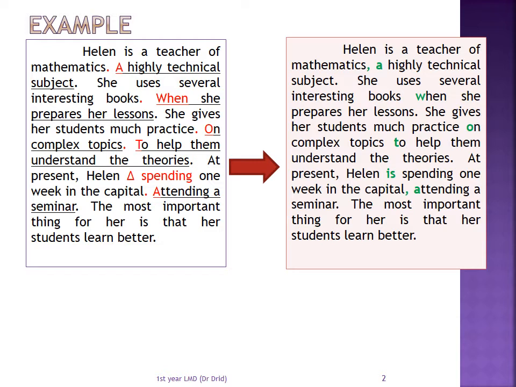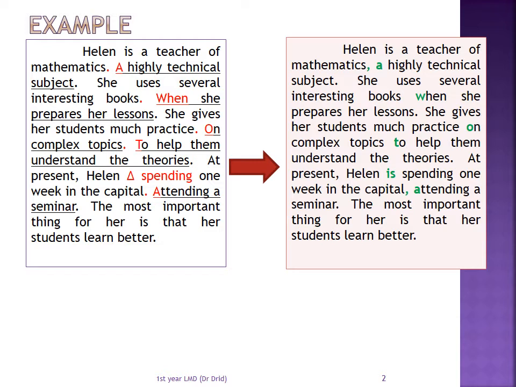We continue. She gives her students much practice, a good sentence, on complex topics. Here again we have the problem of a fragment. Normally on complex topics is just the rest of the previous sentence. There shouldn't be a separation. We shouldn't write it as a complete sentence, while it is not. The same problem in to help them understand the theories. It starts with a capital letter and ends in a full stop. It should be just attached to the previous part.